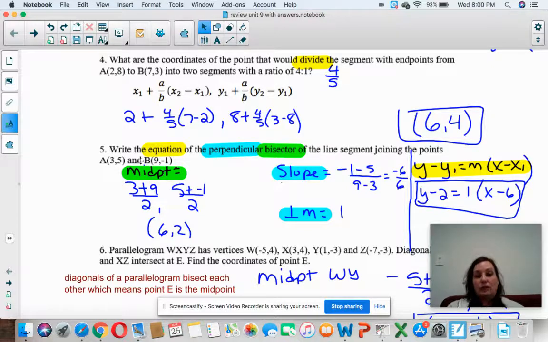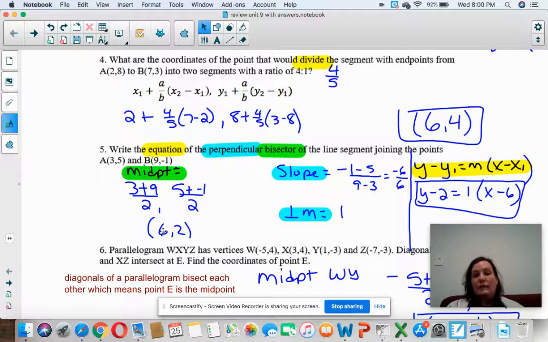So I find the slope of AB: y2 minus y1, -1 minus 5, over x2 minus x1, 9 minus 3. That gives me -6 over 6, which is -1. Now the perpendicular slope, you've got to flip it and change the sign. Since this is -1, when I flip it, it's going to stay 1, but then I have to change the sign. So my perpendicular slope is 1.